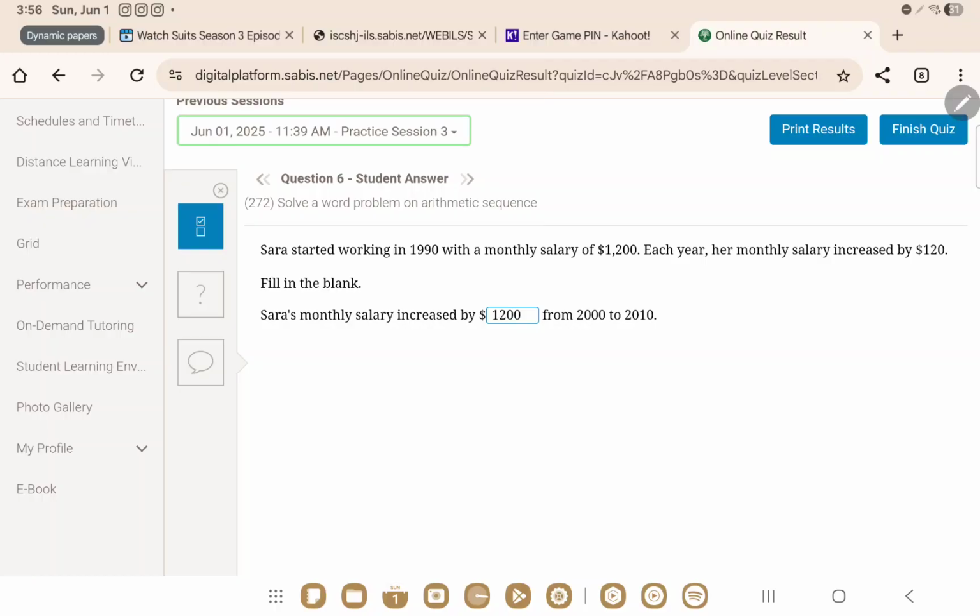Okay, now you may think this one's hard or whatever. It's talking about salaries. It's the easiest question because half the information given in the question didn't even matter. So let's start. Now, she started working in this year with a monthly salary of this. Each year, her monthly salary increased by $120. Now, her monthly salary will be increased by how much from these years?